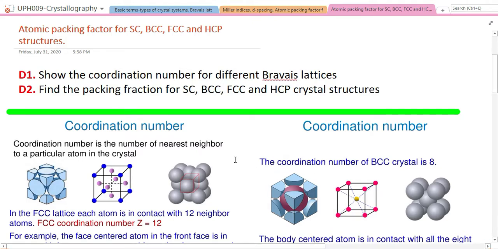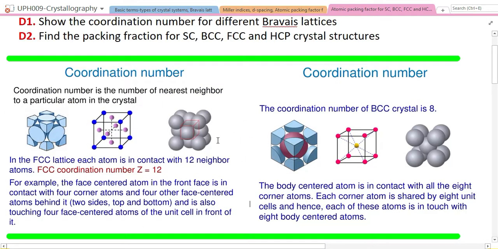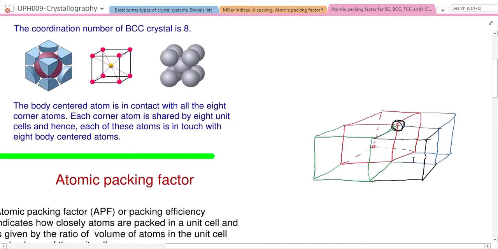In a given lattice, coordination number is the number of nearest neighbor atoms for the different atoms present in the crystal. For example, see here I have drawn a simple cubic system. The lattice constant is A and it's the same in all directions, right?